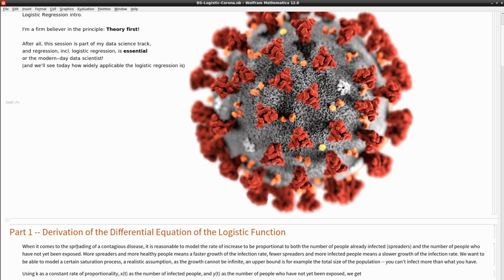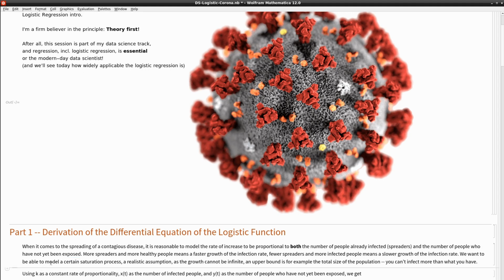So, when it comes to the spreading of a contagious disease, it's reasonable to model the rate of increase to be proportional to both the number of people already infected, and those people are called the spreaders, and the number of people who have not yet been exposed. More spreaders and more healthy people means a faster growth of the infection rate, and fewer spreaders and more infected people means a slower growth of the infection rate.